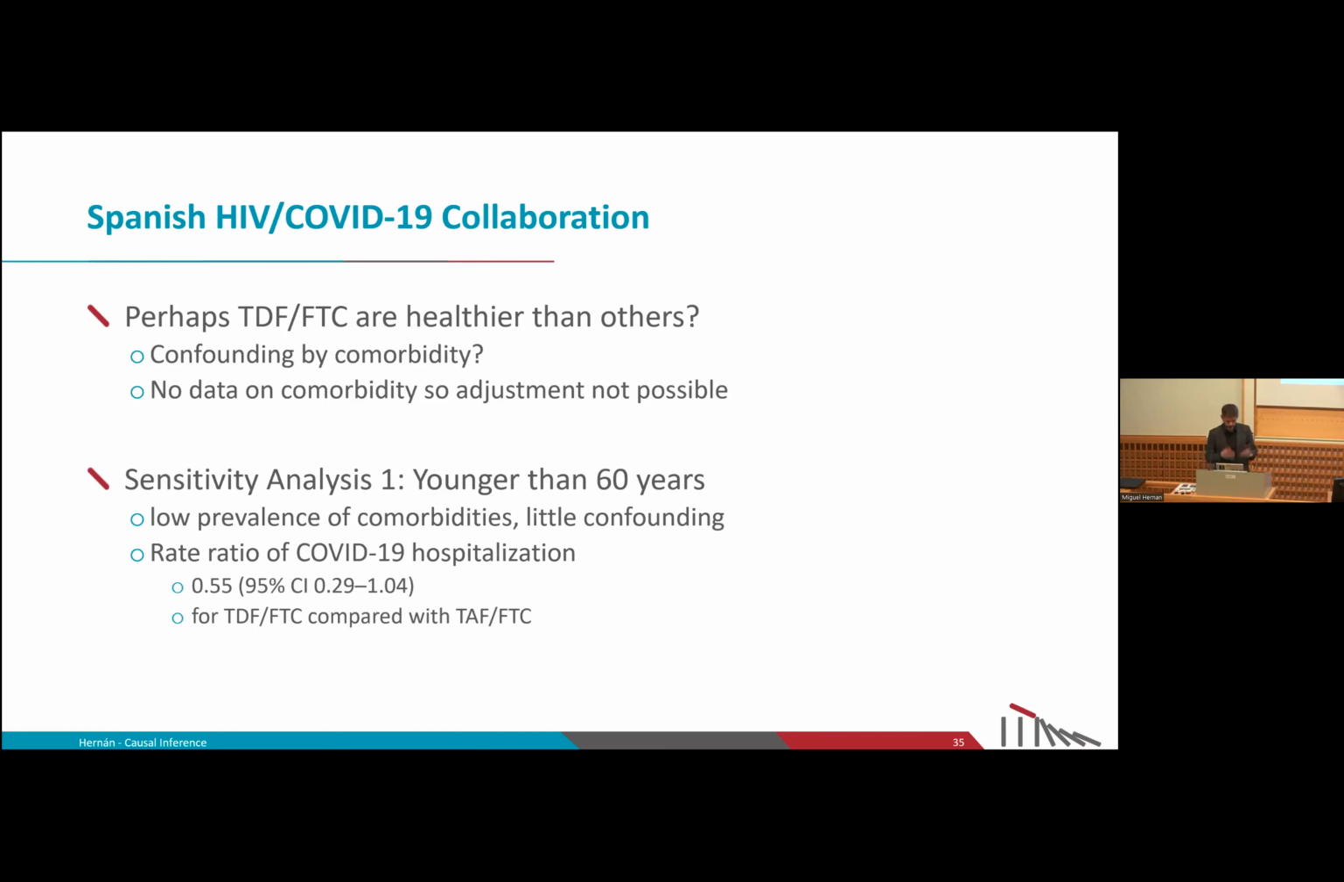What we did was a subset analysis in people younger than 60 years, because those people don't have a lot of comorbidities on average. So if the effect is still there, if this hazard ratio of 0.5 is there, it weakens the case against confounding by comorbidities. And yes, it was there. But this is not a very good proof. It's sort of just suggestive.